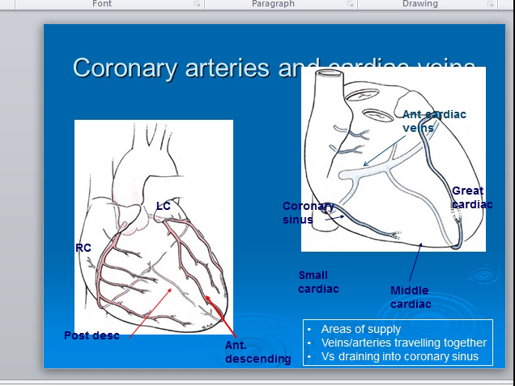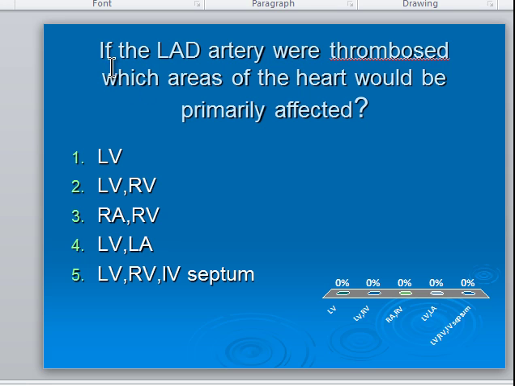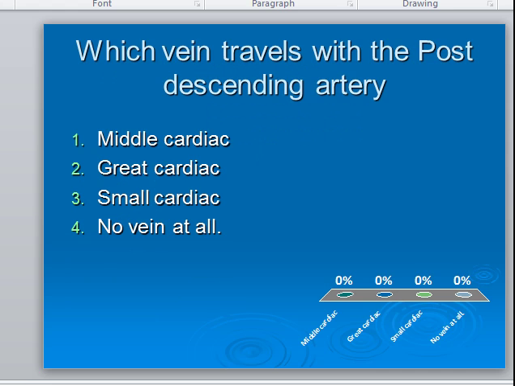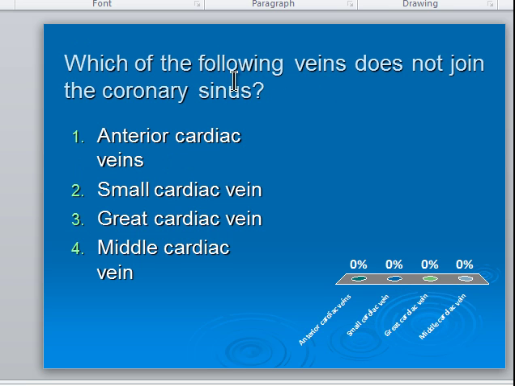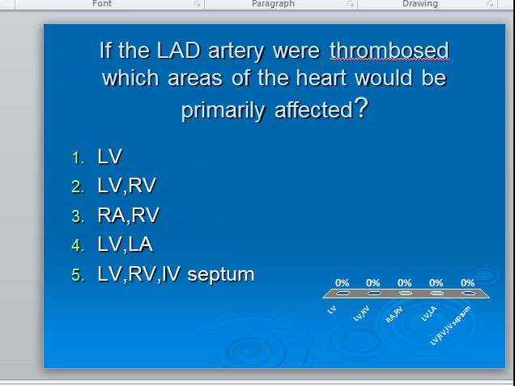So let's look at some of the questions that go with this. So it asks, if the left anterior descending, or what's called anterior interventricular artery, were thrombosed, which areas of the heart would be affected? Which vein travels with the posterior descending artery? Which of the following veins does not join the coronary sinus? So really important to look at that picture. So let's look at this one.